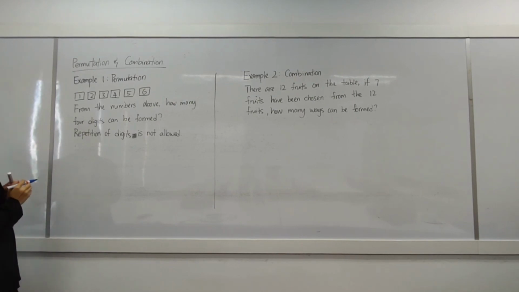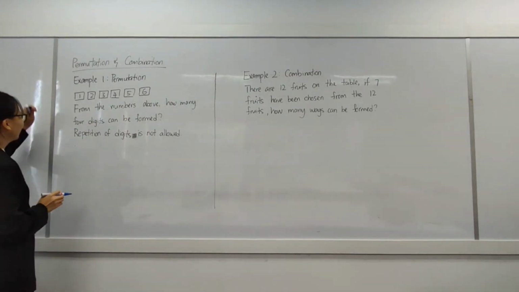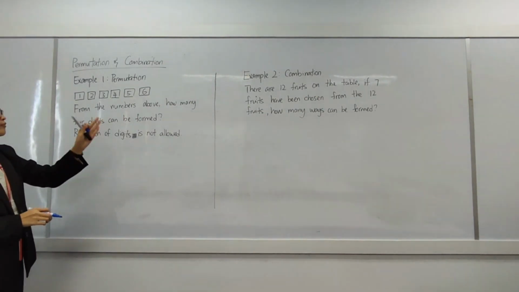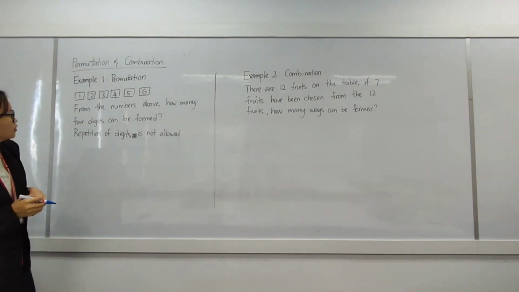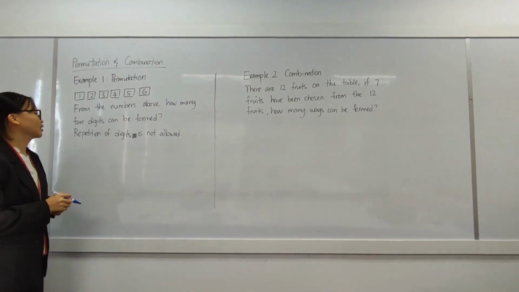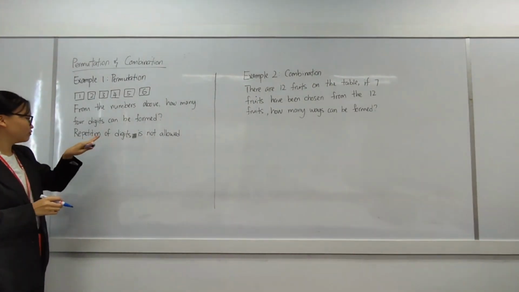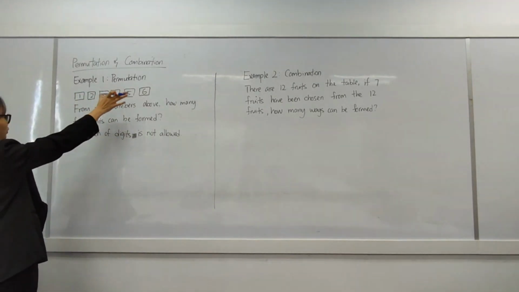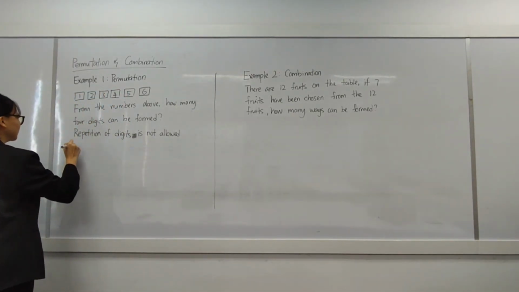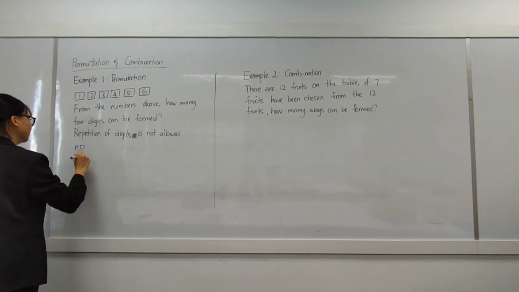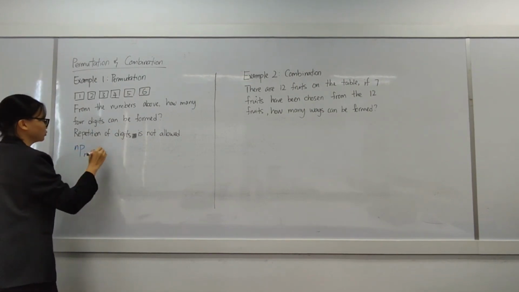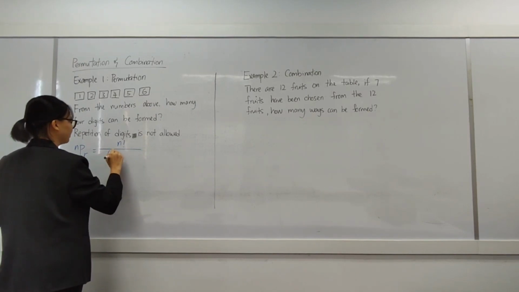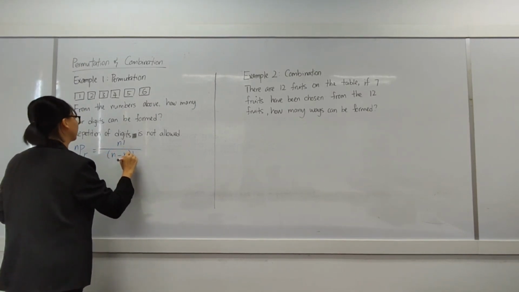Later we'll move to examples. So for example 1, which is permutation, you can see here we have 6 numbers, which are 1, 2, 3, 4, 5, and 6. So from the numbers above, how many 4-digit numbers can be formed? Repetition of digits is not allowed. So we know here we use permutation. So we'll use the nPr formula, which is nPr equals n factorial over (n minus r) factorial.